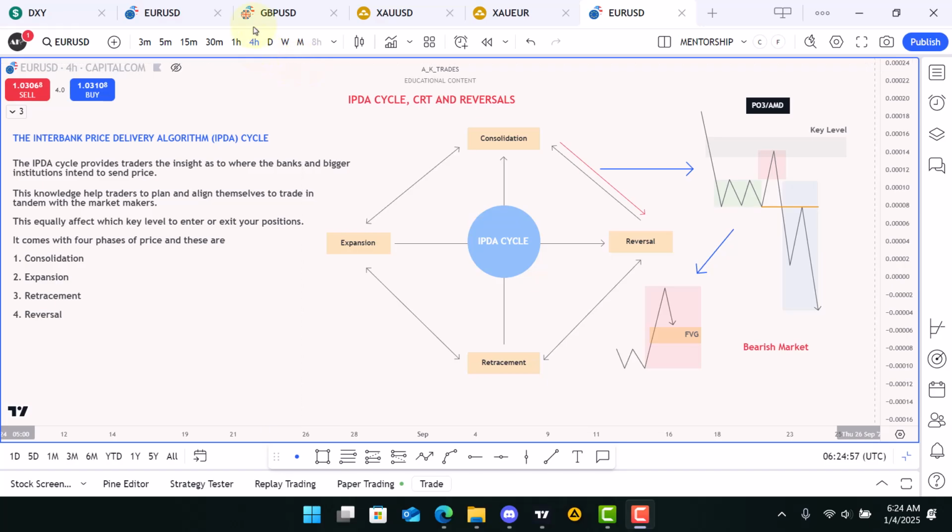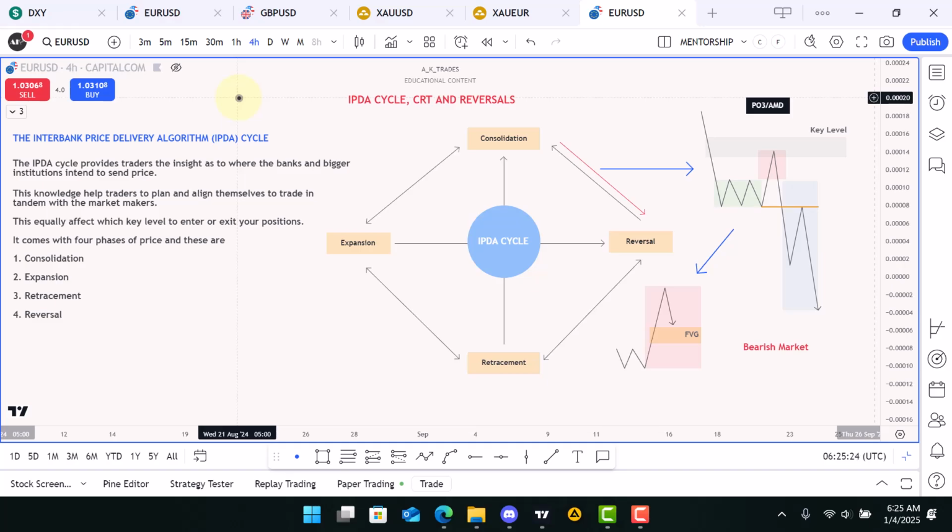Now, what is IPDA? The IPDA cycle provides traders the insights as to where the banks and bigger institutions intend to send price. Now, this knowledge helps traders to plan and align themselves to trade in tandem with the market makers. This equally affects which key level to enter or exit your positions.